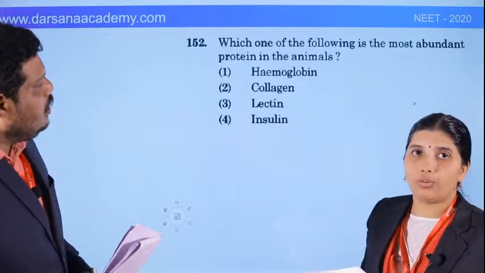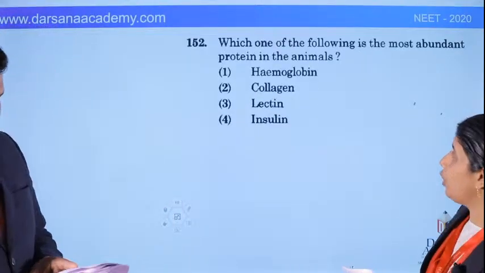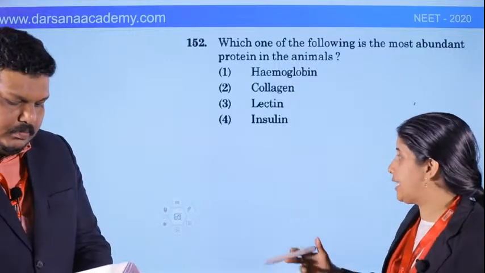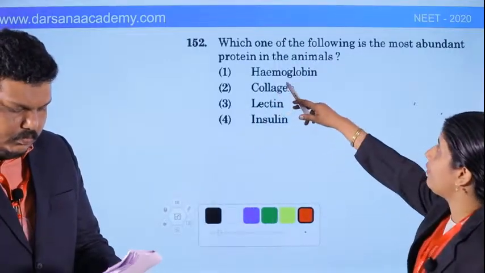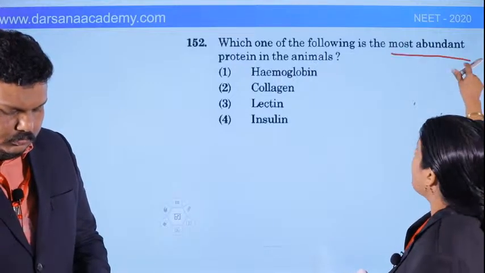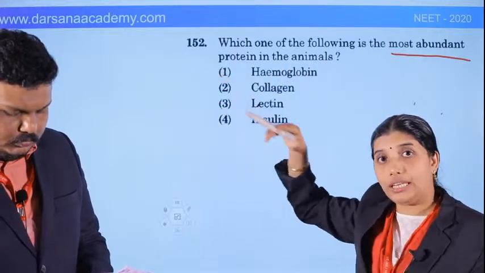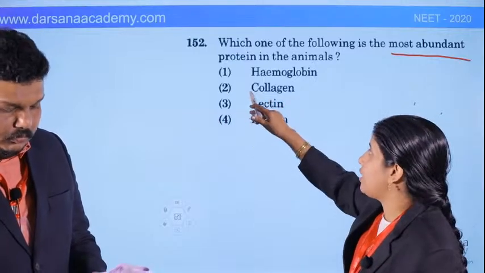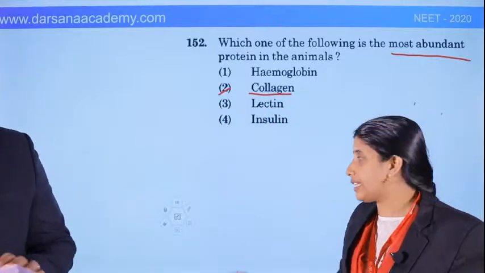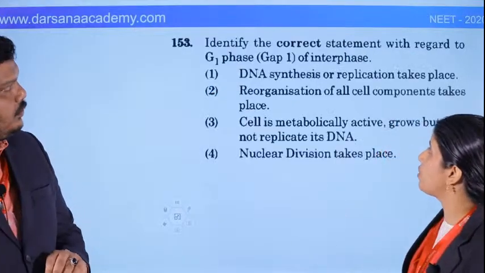Okay, what about question number 152? Again, that is from biomolecules and also from photosynthesis in higher plants. These 2 points are connected. We can see that, what is the question? Question number 152. Which one of the following is the most abundant protein in the animals? That is connected with biomolecules. In the animals, we can see that it is collagen. What's the answer for this question number 152? 2 is the correct answer. And what about the next question?